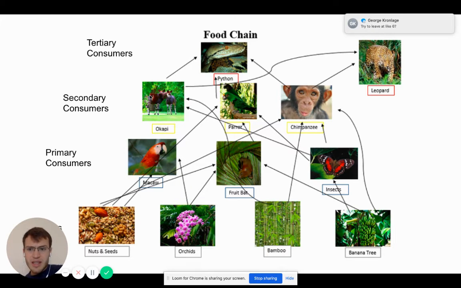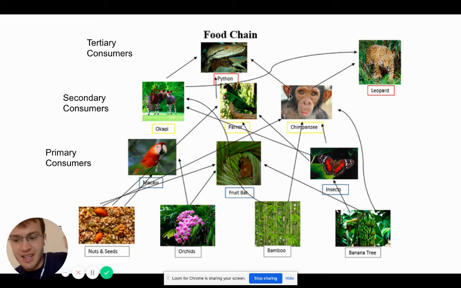So one thing to note is that all three of these omnivores are secondary consumers. That does not mean that all secondary consumers are omnivores. This is just a coincidence. It's just a coincidence that in this food web, all the secondary consumers are omnivores. That doesn't always happen, right? But again, omnivores eat plants and animals.